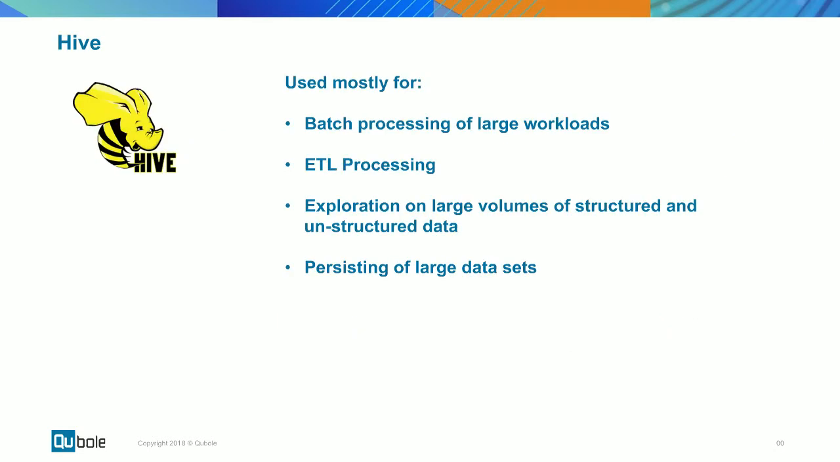First one is Hive. That's the oldest one of these engines, used most commonly for batch processing. And of course, ETL processing, ETL as in extraction, transformation, and loading, for exploring large volumes of data. Some of them could be structured or unstructured. And it's used heavily because it's inexpensive to persist large data sets using Hive. And it's important to note that Hive is distributed, scalable, fault-tolerant, and flexible.